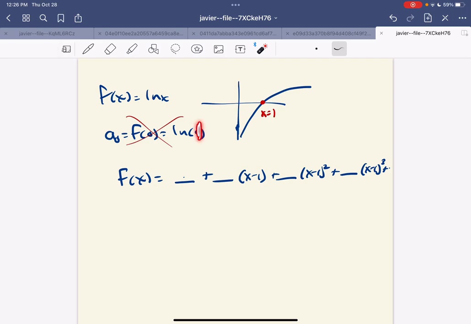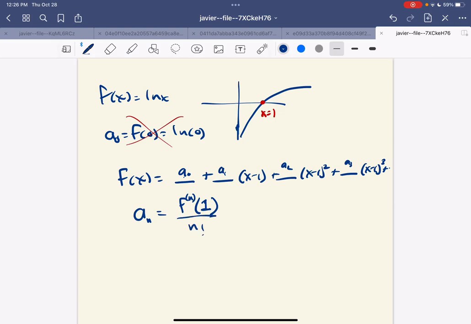Now f of 1, ln of 1, would be defined. And so what we need here is just the coefficients, a0, a1, a2, a3. If you follow the same sort of logic, you'll see that the formula for this one is almost the same as before. It'll be a_n equal to the nth derivative of f evaluated at 1, because that's where we're shifting it to, divided by n factorial.